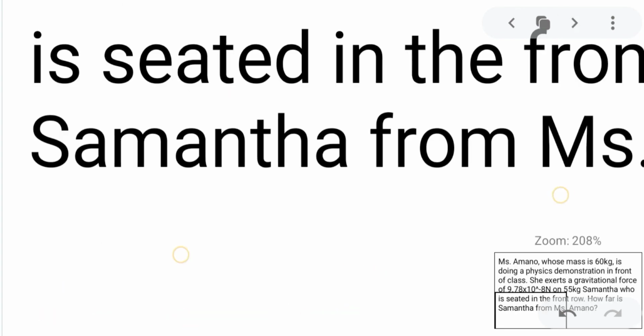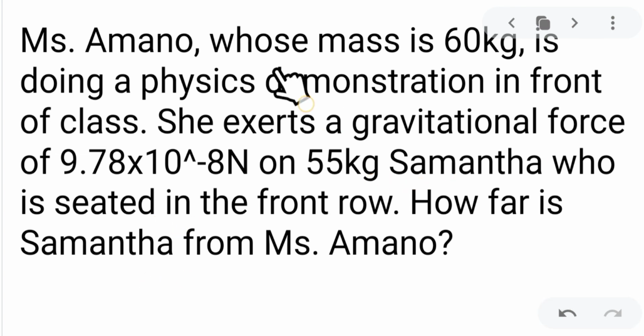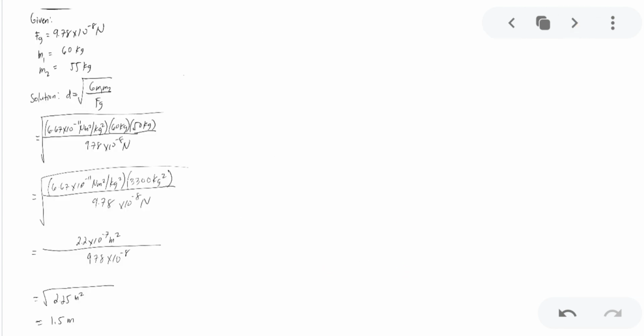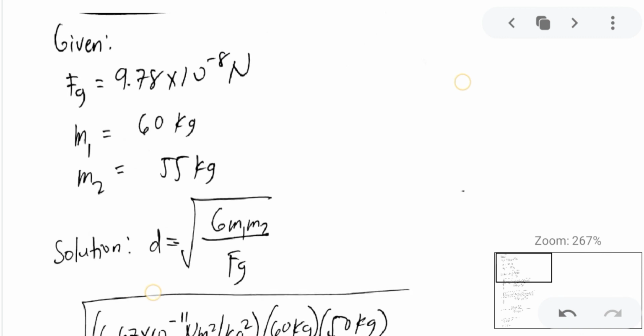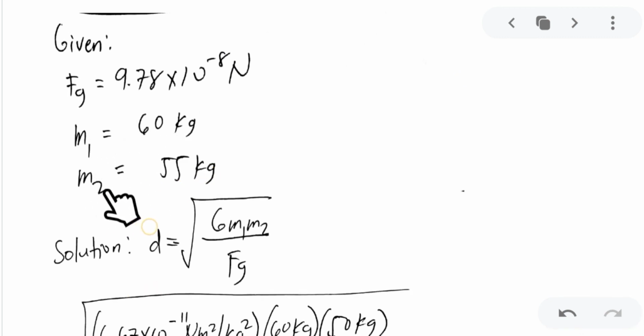Next, sample problem number 3. Miss Amano, whose mass is 60 kg, is doing a physics demonstration in front of class. She exerts a gravitational force of 9.78 times 10 raised to negative 8 Newton on 55 kg Samantha, who is seated in the front row. How far is Samantha from Miss Amano? So you have the mass, the gravitational force, and the second mass. The given values: the gravitational force exerted is 9.78 times 10 raised to negative 8, mass 1 is 60 kilograms, and the second mass is 55 kilograms.